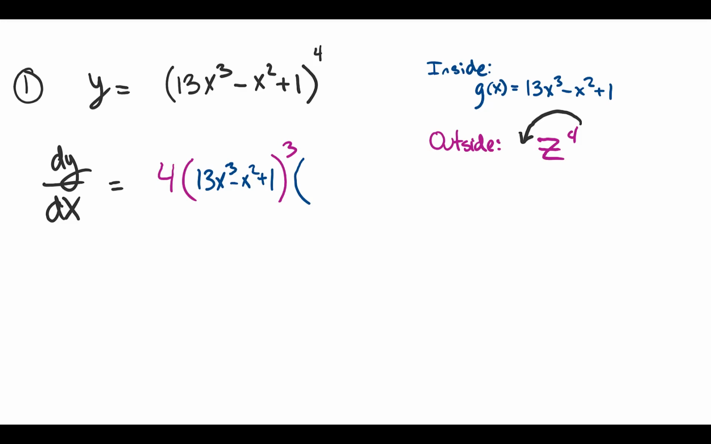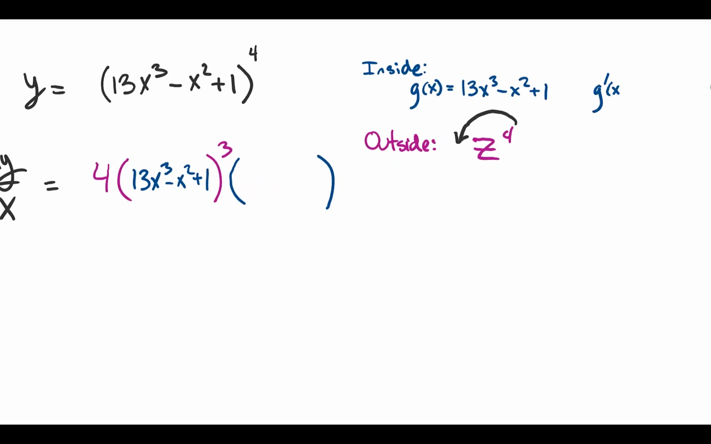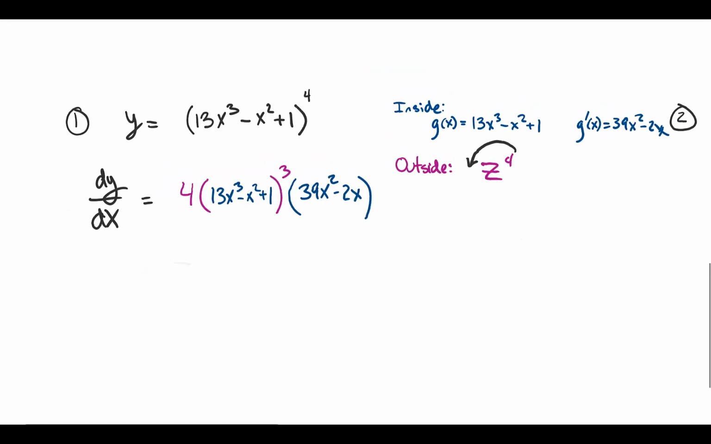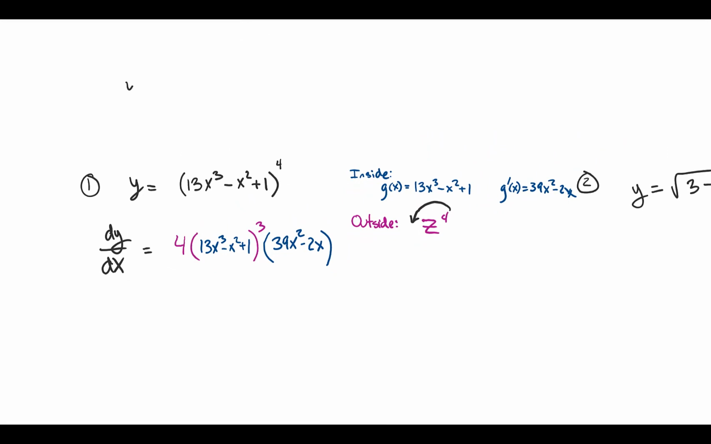Now we multiply by the derivative of the inside, right? And there it is. So our g prime of x, we're going to get 39x squared minus 2x. I'm not going to simplify anything at the beginning here, I'm just going to leave it for now because I want us to catch the pattern. And there's our solution.